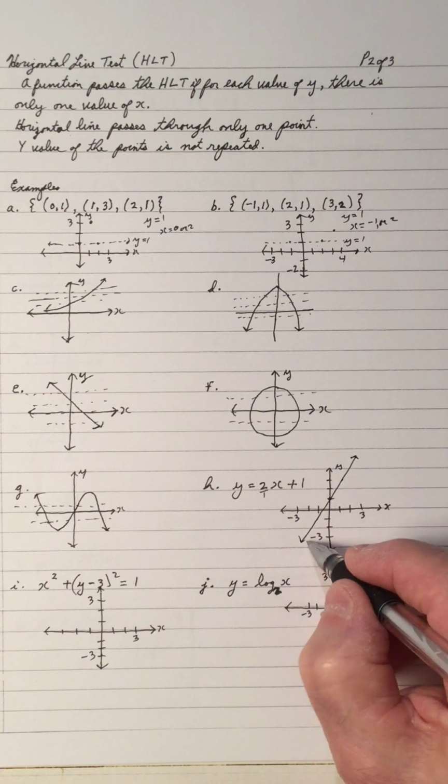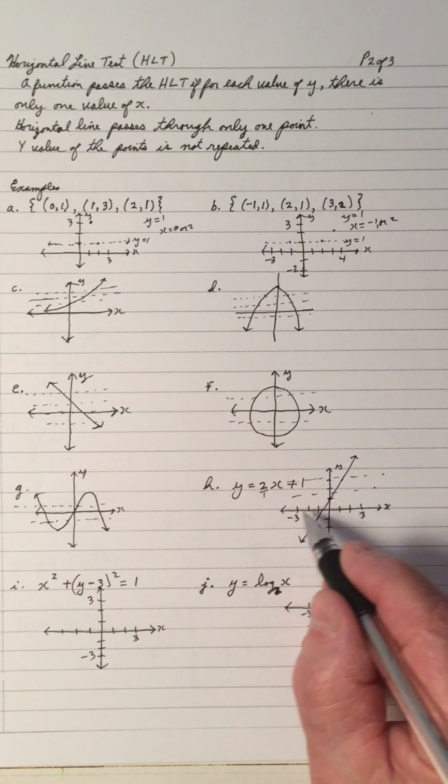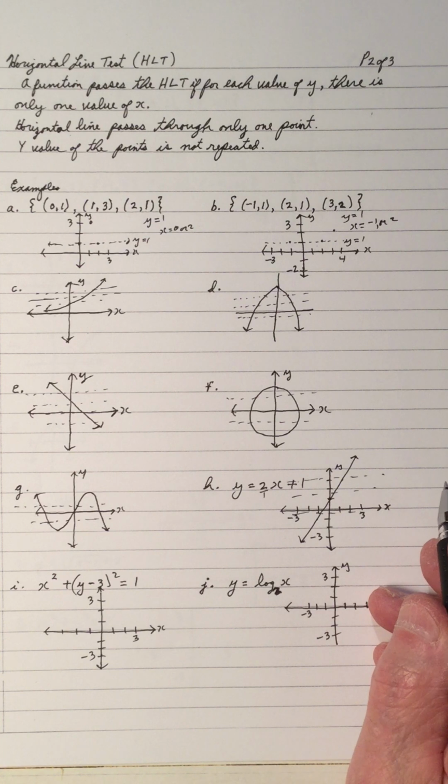So this is an oblique line, and therefore if you draw a horizontal line, it'll only pass through one point. So it passes the horizontal line test.